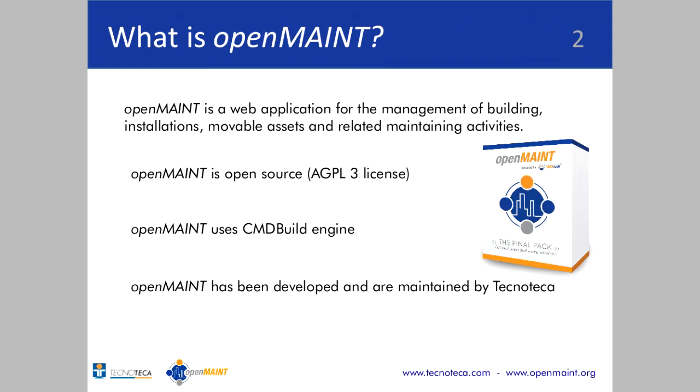openMAINT is open source, which means it has an AGPL license, and this means that you don't have to pay anything for using it. It's free to use. It's absolutely free to download from SourceForge, for example, or from our website. You can just download it, install it, set it up and running, and you're free to go. There are no commercial licenses, nothing like that.